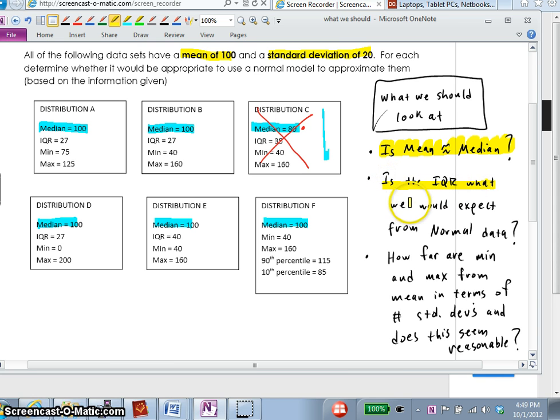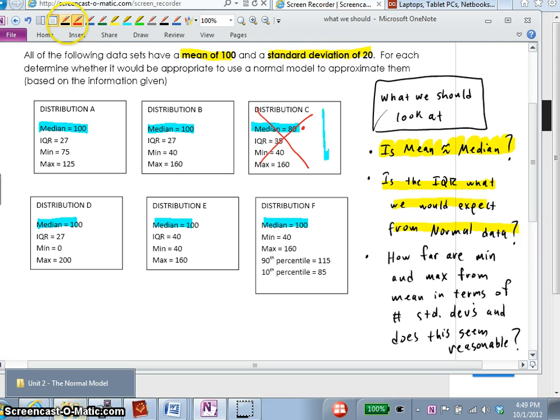Second thing we should look at, perhaps, is the quartiles, if we have that information, similar to what we did on the group task. Is the IQR what we would expect from a normal model? One approach is to actually find what the quartiles should be when we have a mean of 100 and a standard deviation of 20. Another approach is to just find what the IQR should be. So I'm going to do that.